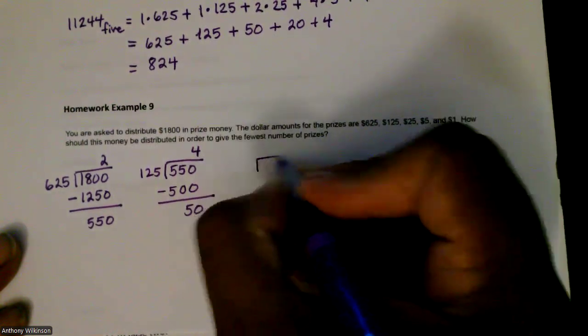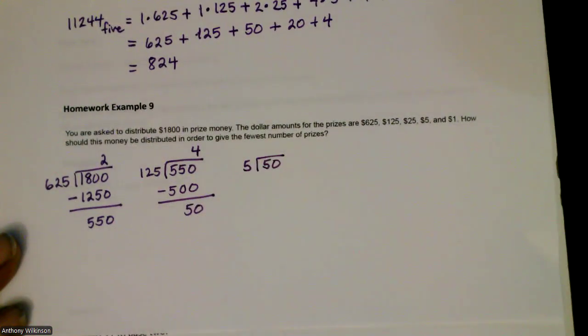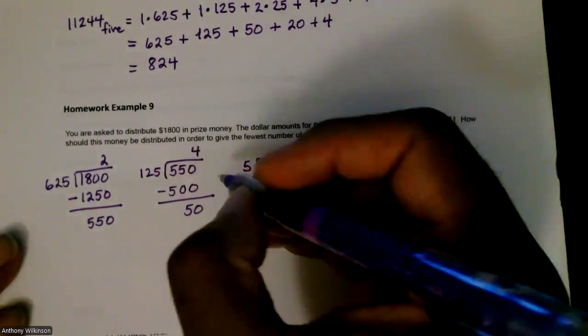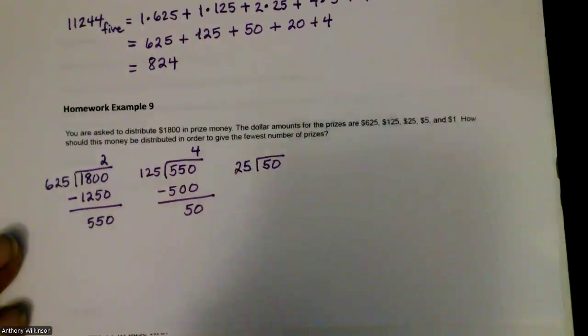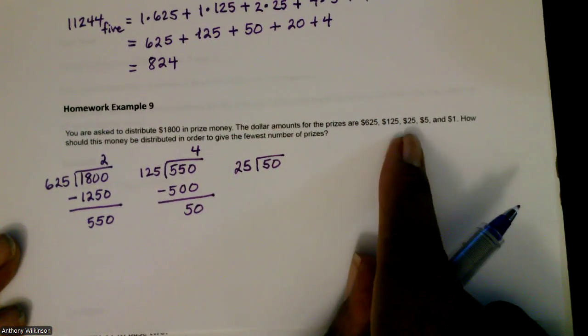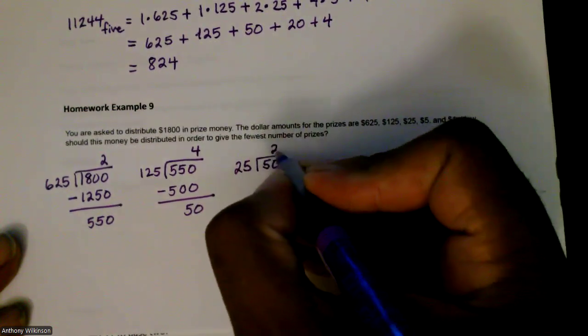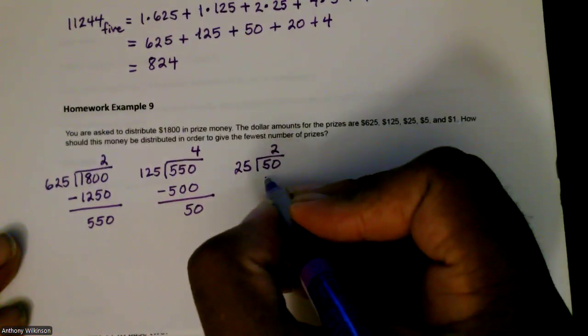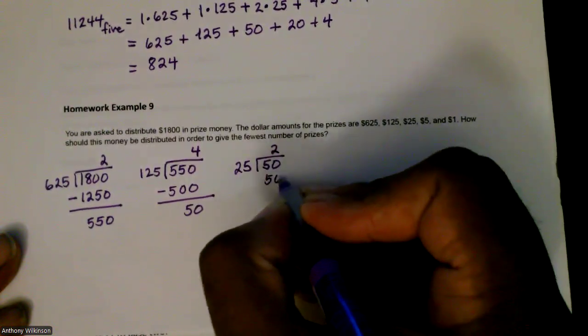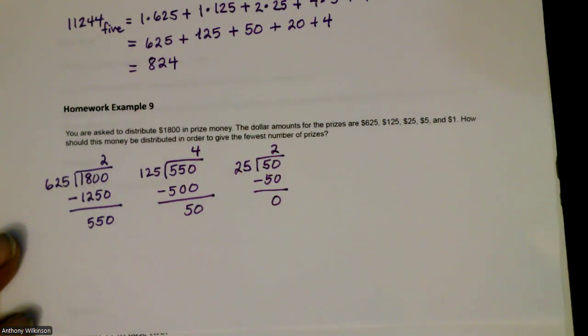Now for the $5 prizes, I must use that $50 to give $5 prizes. Well, I'm sorry, $25 prizes, because I've got 625, 125, and now 25. Divide 25 into 50, that's going to go 2 times. 2 times 25 would be 50. 50 from 50 is 0. So I have nothing left.